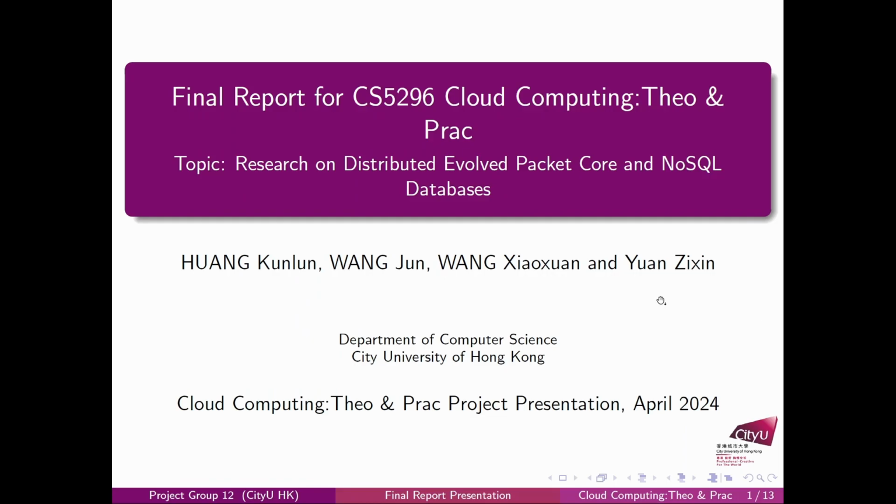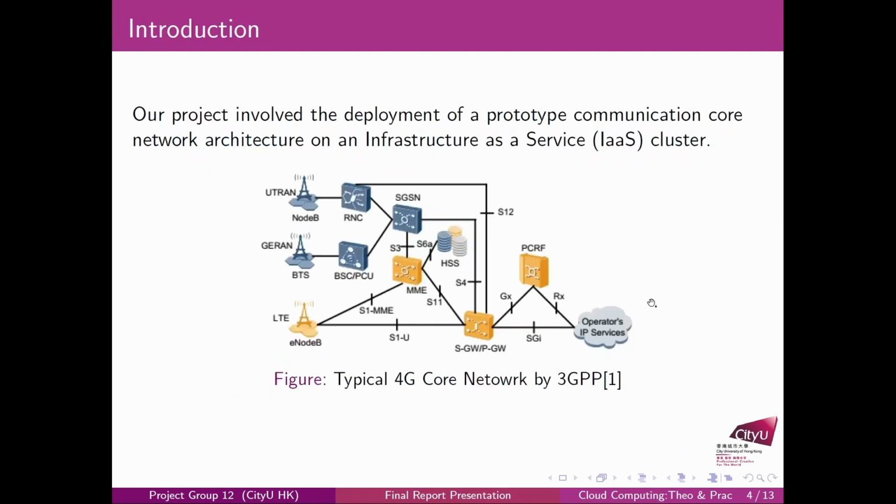Let's take a brief review of the EPC. The EPC is the 4G core network in a communication system. The traditional core network is a device that is equipped with software and hardware. The figure shows the typical components in a 4G core network.